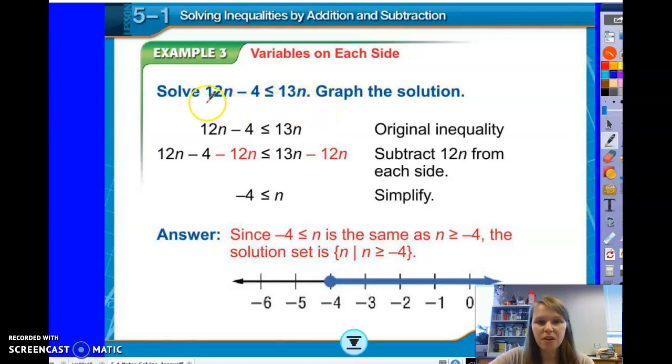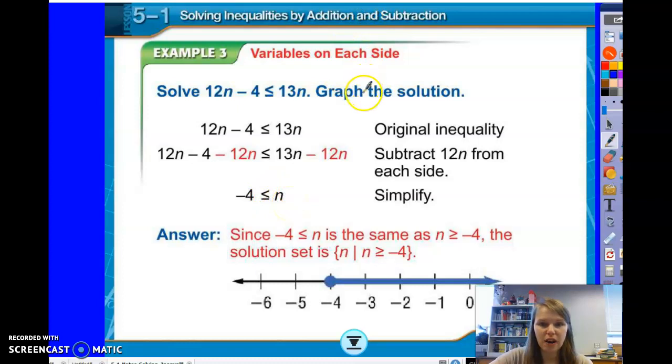So we are going to work on getting n by itself, and there might be a couple of steps to this problem. So what they did here, first step was subtracting, oh this was nice, subtract 12n from both sides and you end up with 1n on this side. So 1n, we end up with -4 is less than or equal to n.